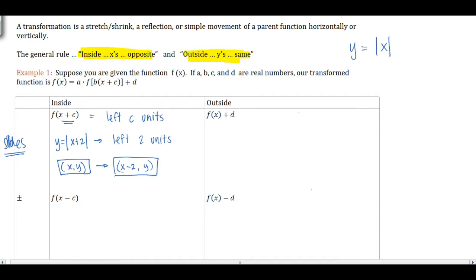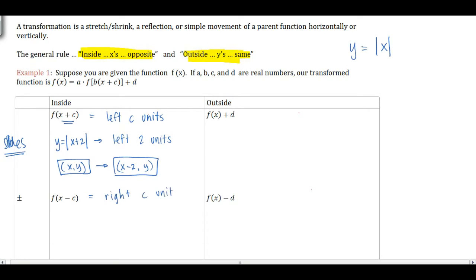So that's what I mean by the inside is the opposites. When you look inside my absolute value bars, there was a plus 2. That meant left 2. Very bizarre, right? Let's talk about it if it was the opposite. Look right down here. We've got this translation that is minus c. So what does that mean? That means we're going to go right c units.